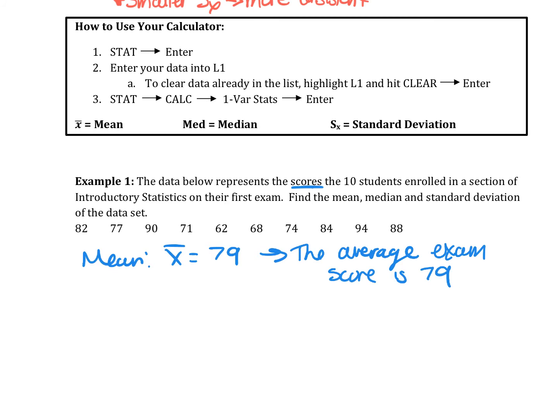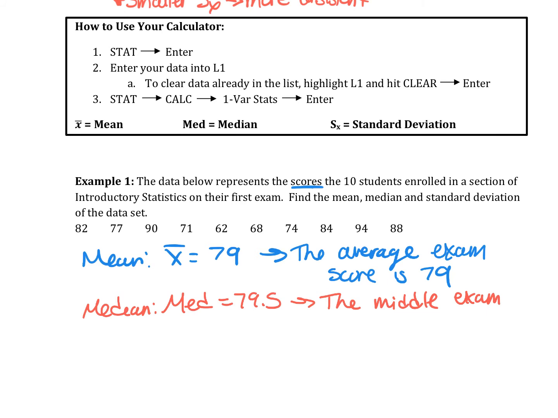It also told us the median. That was the Med, and that was 79.5. Remember, median is the value in the middle, so that means the middle exam score is 79.5. So pretty close to the mean.